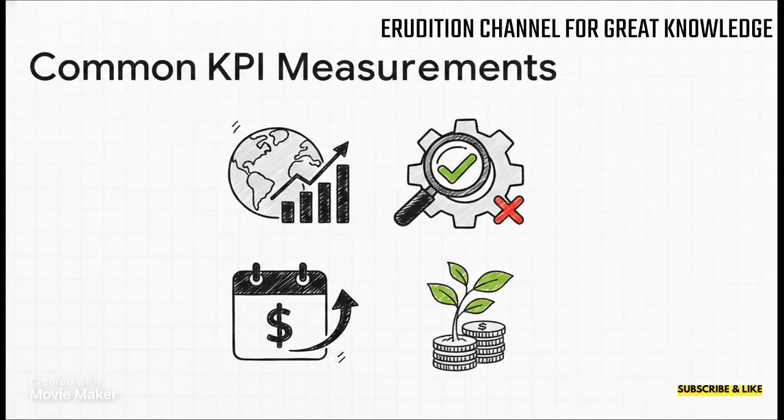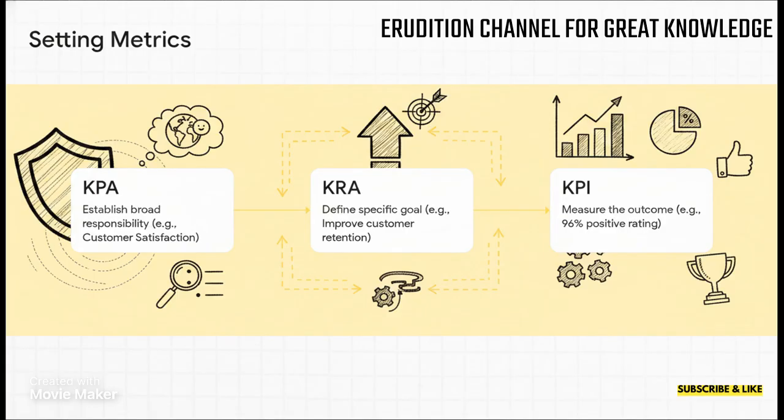KPIs can cover a ton of different areas, but they are very often the direct measurements associated with those general goals you outlined in your key result areas. We're talking about things like tracking precise sales figures, measuring product performance, or calculating the exact return on certain organizational investments. These are the concrete, everyday metrics that tell you if your game plan is actually working out in the real world. So let's pull all of this together.